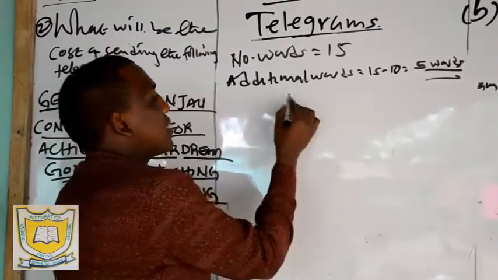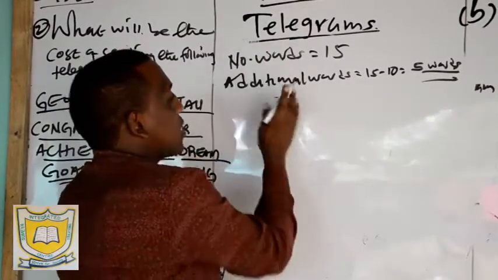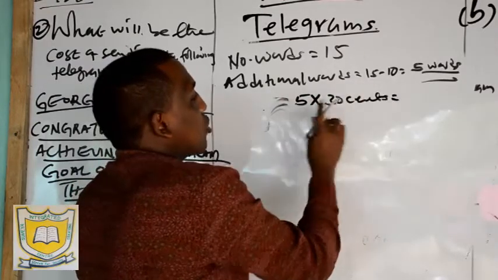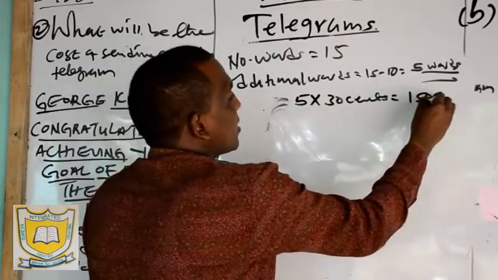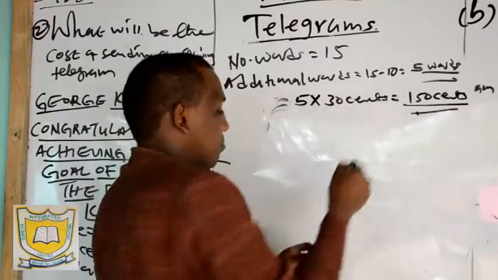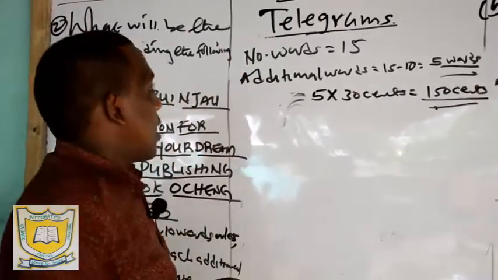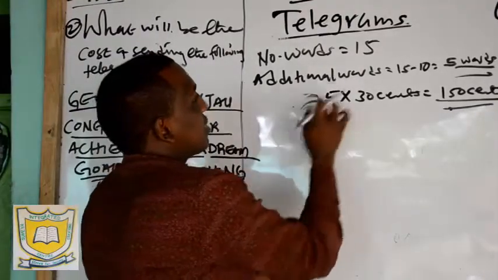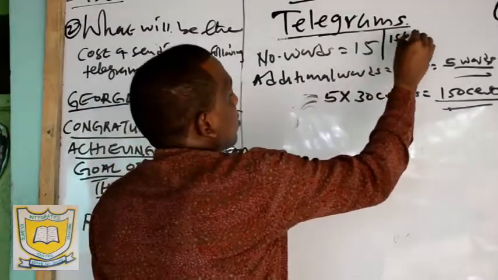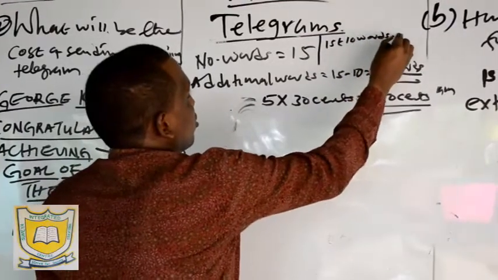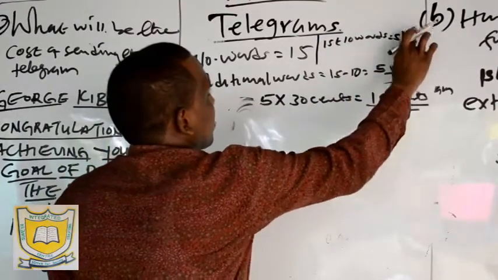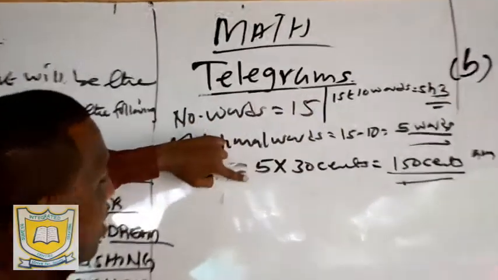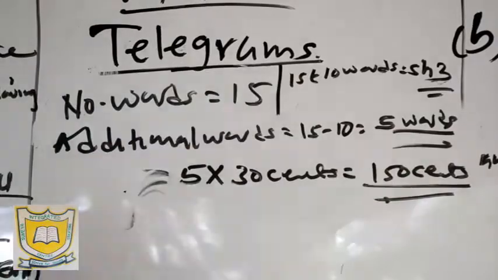So there are 5 additional words. So extra words are 5 times 30 cents. So here you will get 150 cents. And the first 10 words is shillings 3. The first 10 words they say is shillings 3. Extra words 5, each 30 cents, 150 cents.